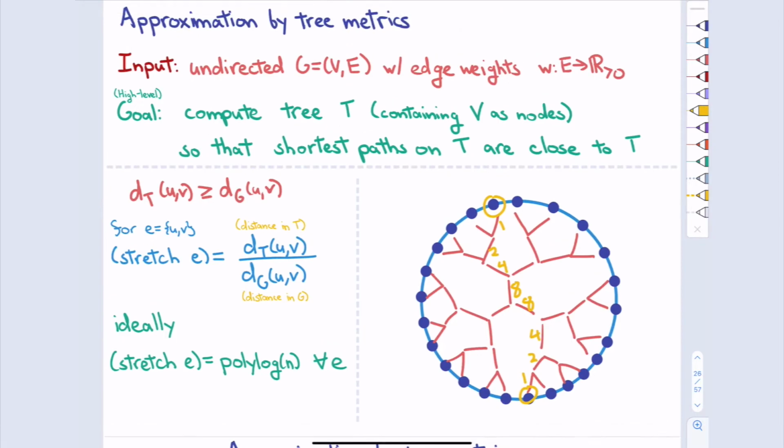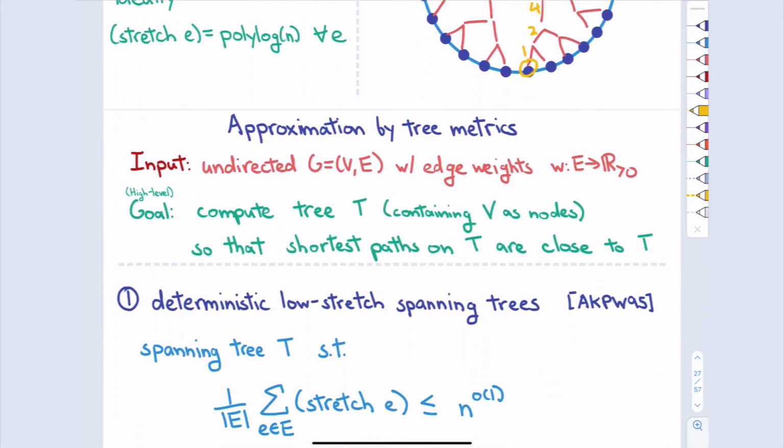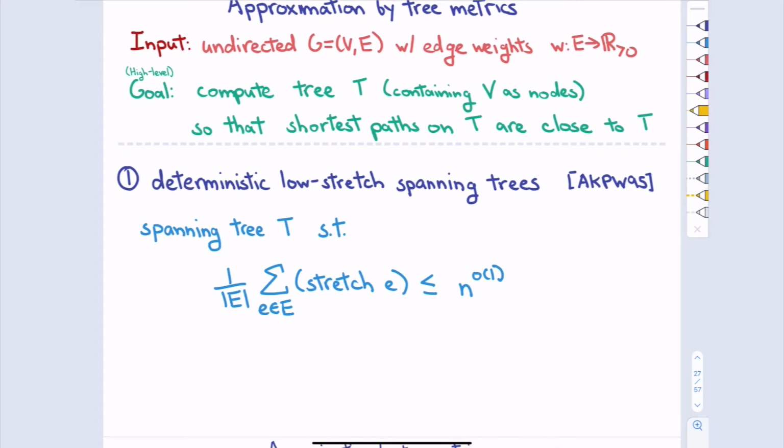One thing is that in both examples, or both attempts, it becomes clear, especially from the cycle, that we're not going to get a deterministic low stretch for all edges. So we need to relax a little bit. So there's two different notions. One is deterministic. I just want to introduce the result, but we won't discuss it in much detail.